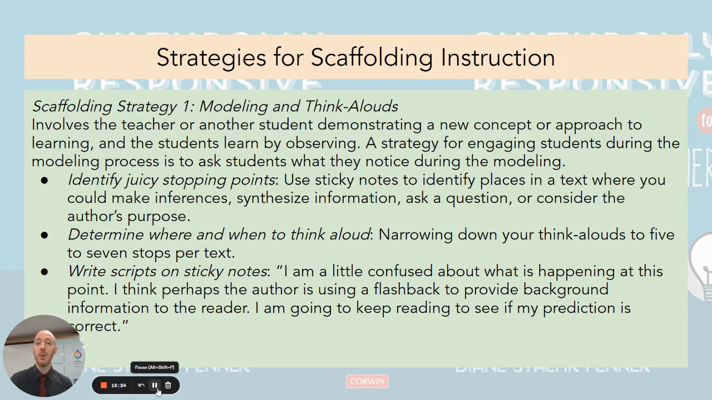So we could narrow down our think alouds to maybe 5 or 7 stops per text. In identifying where to stop, we should consider our objectives for the lesson, what strategies we have or haven't covered with students, and why the text was selected. And then finally, we can write a script on sticky notes using the first person. So a great example would be, "I'm a little confused about what is happening at this point. I think perhaps the author is using a flashback to provide background information to the reader. I'm going to keep reading." So these modelings and think alouds show students how to engage with that content and give them, as I like to tell my students, a tool in their toolbox that they can use in other situations and contexts as well.